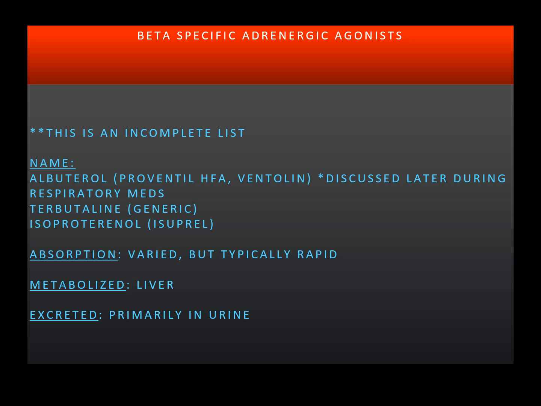And isoproterenol. Again, we really aren't going to cover that one. It has so many cardiac toxicities, it's really not all that relevant anymore. It's really a last resort in the worst case scenario for a patient with severe cardiac disease. So how they're absorbed is varied. It really just depends on the particular medication. They're metabolized in the liver and they're excreted in the urine.